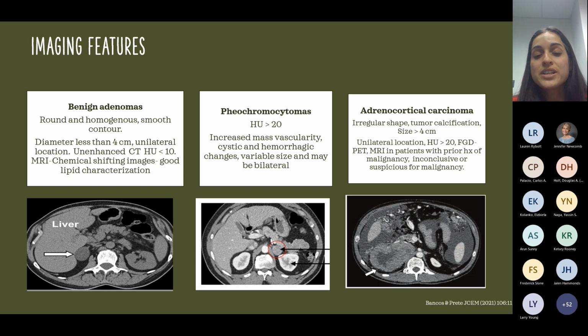And what about adrenocortical carcinomas? They are going to have irregular shapes. They can have calcifications. The size of the tumor typically is going to be more than 4 centimeters, typically with a unilateral location. Hounsfield units are going to be elevated, more than 20. And even though the CT scan is our preferred first imaging study, sometimes if we have an inconclusive report, or if we have suspicion for malignancy, then we can use other imaging studies, for example, the PET-CT scan or the MRI.